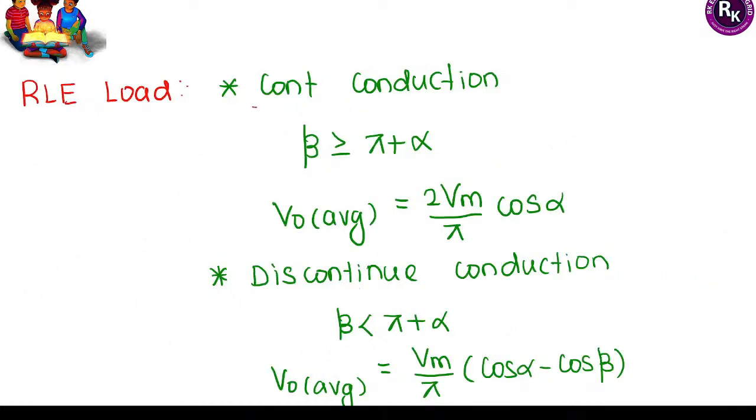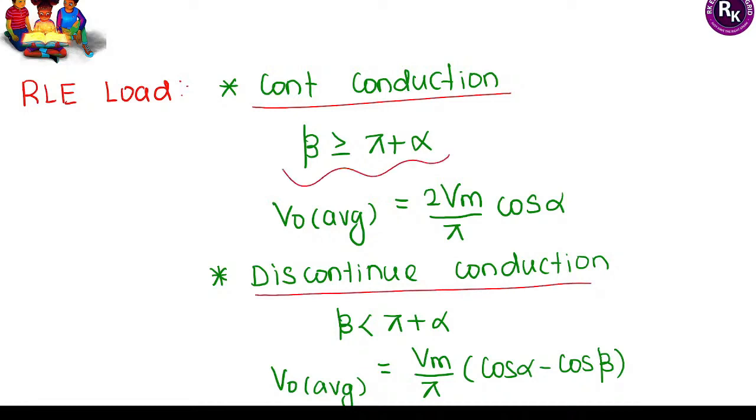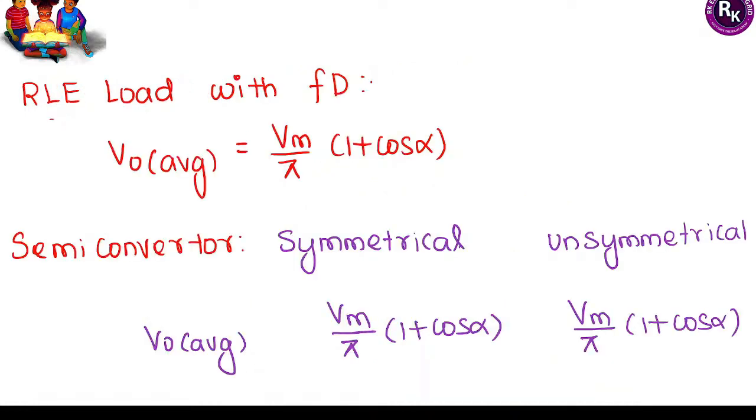In RLE load, we will have two different formulas, one for the conduction period and another for the discontinuous conduction period. If your circuit has discontinuous conduction, here I have given the maximum conduction angle. This is the maximum conduction angle, and this is V naught average for discontinuous conduction in case of RLE load. Got it? Next, RLE load with the freewheeling diode. This is the formula: Vm by pi into (1 plus cos alpha).